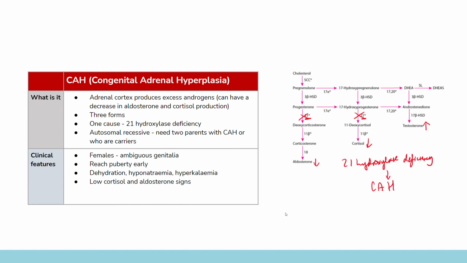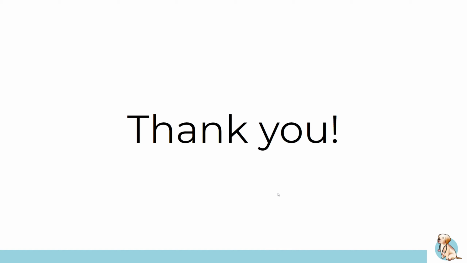In terms of clinical features, females can get ambiguous genitalia, they will reach puberty earlier, and you can have dehydration, hyponatremia, hyperkalemia, and low cortisol and aldosterone signs. And that's it for today.